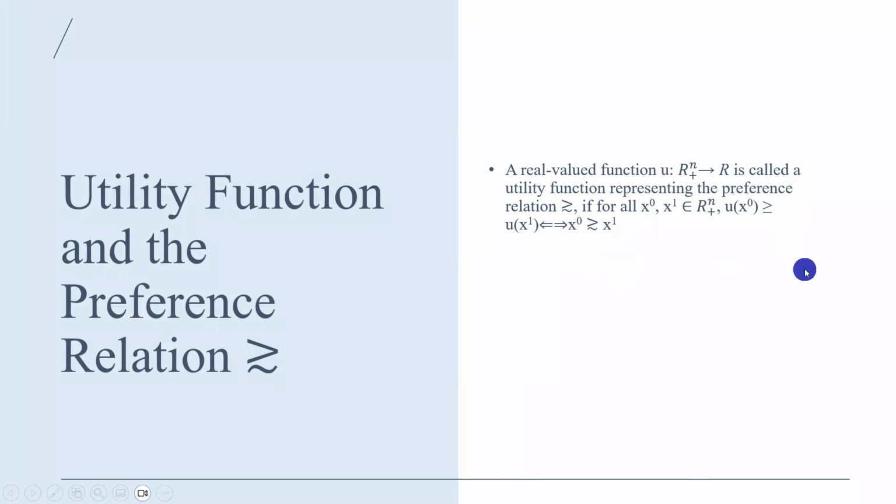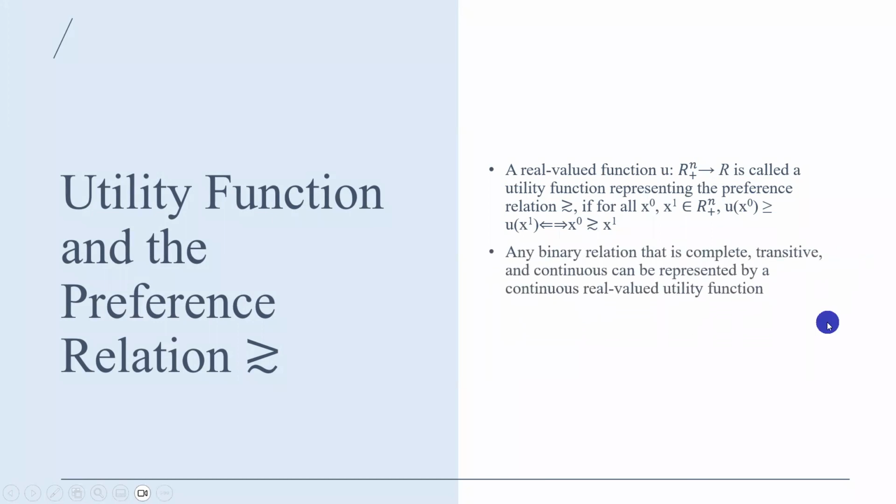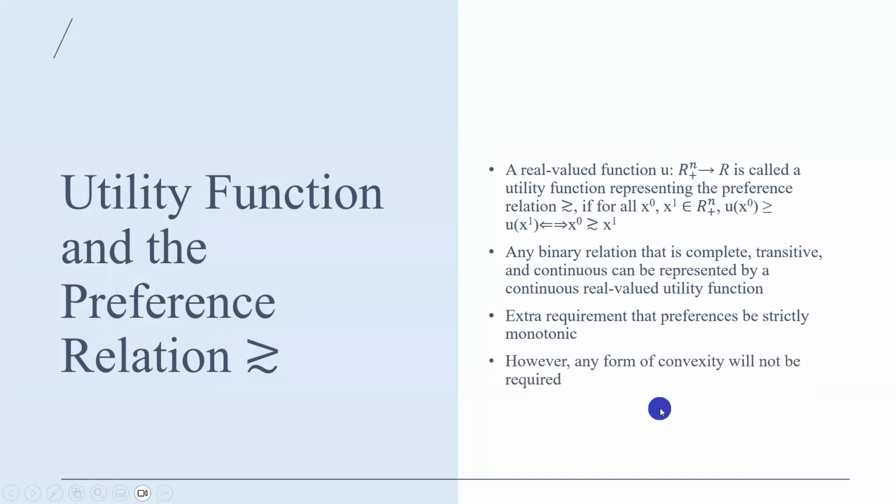That is a vice versa relation. That means any binary relation that is complete, transitive, and continuous can be represented by a continuous real valued utility function, and we could put an extra requirement, which is strict monotonicity, but we can easily avoid the convexity.